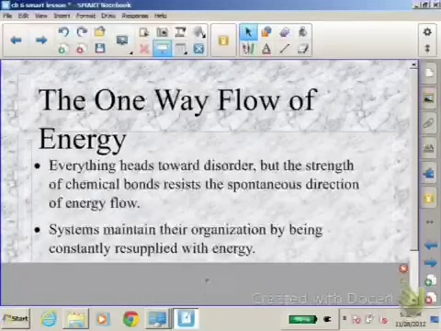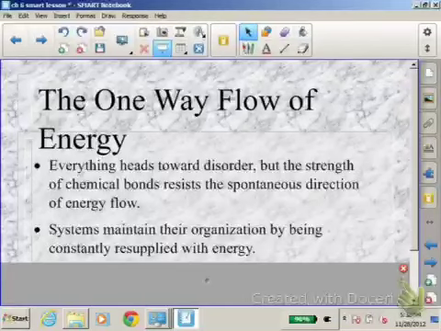It says, how do systems maintain their organization? It's because you're constantly being resupplied with energy. All organisms are. That's why you eat.